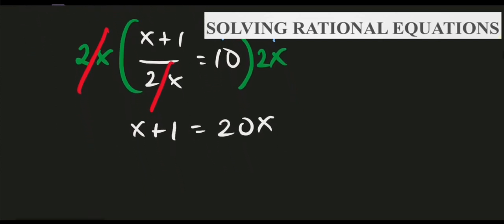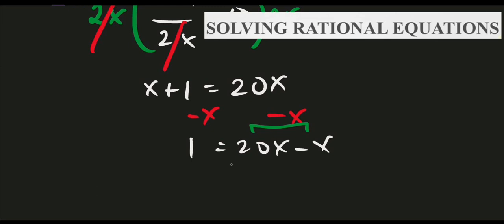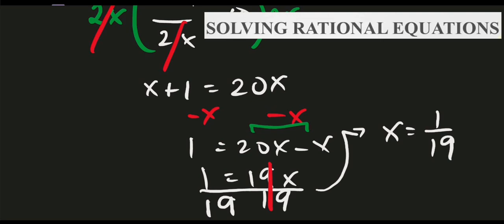Okay, so again, our next step here is to isolate the value of x. Therefore, I think we need to subtract x from both sides to isolate the value of x. That will give us 1 is equal to 20x minus x. So let's simplify this. 20x minus x is actually equal to 19x, right? So divide both sides by 19, cancel out 19. Therefore, the answer for this given problem is x is equal to 1 over 19. Right? So that is our final answer.